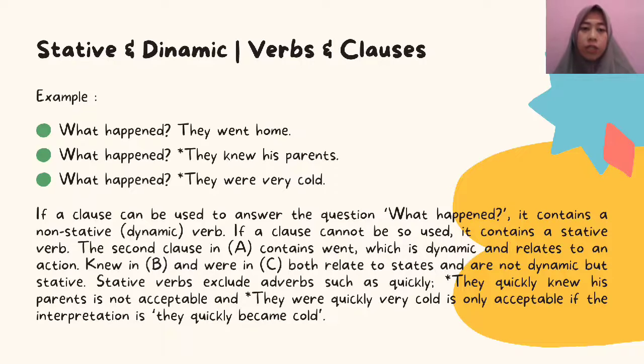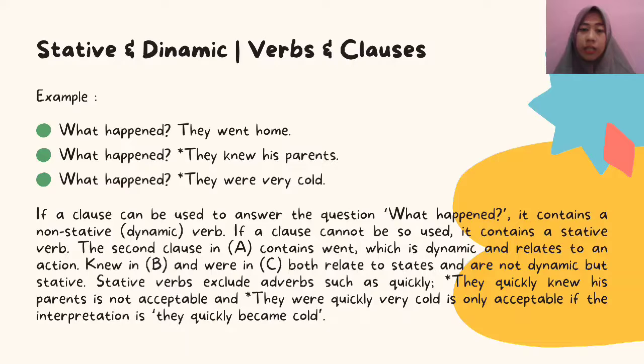A. What happened? They went home. B. What happened? They know his parents. And C. What happened? They were very cold. If a clause can be used to answer the question "what happened?", it contains a non-stative or dynamic verb. If a clause cannot be so used, it contains a stative verb.